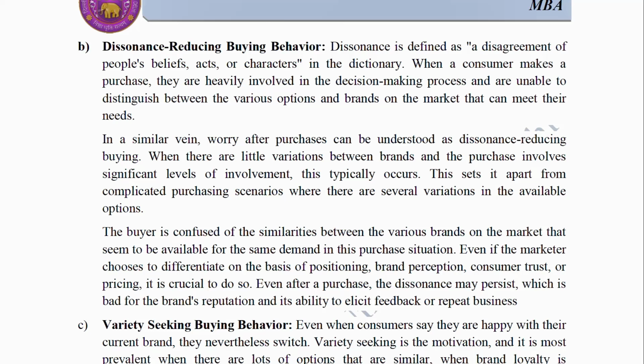Even if the marketer chooses to differentiate on the basis of positioning, brand perception, consumer trust, or pricing, it is crucial to do so. Even after a purchase, the dissonance may persist, which is bad for the brand's reputation and its ability to elicit feedback for repeat business.